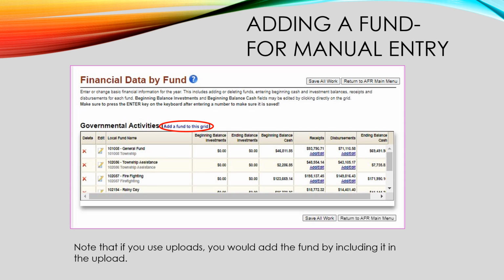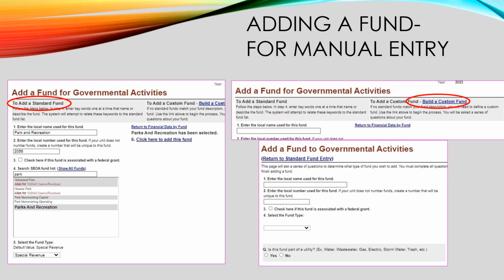If you are entering the financial data by fund manually and need to add a new fund, click on the link circled in red. It will then take you to this screen. Look for the standard fund for your new fund by searching the SBOA fund list and selecting the correct one. Then enter the name and fund number you use for this fund and check the fund type is correct.